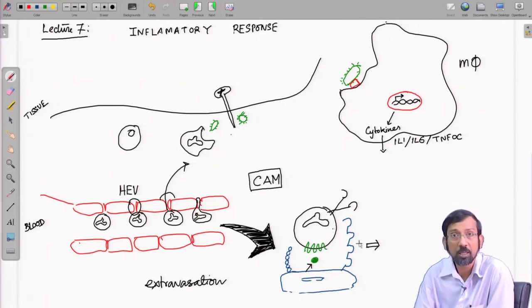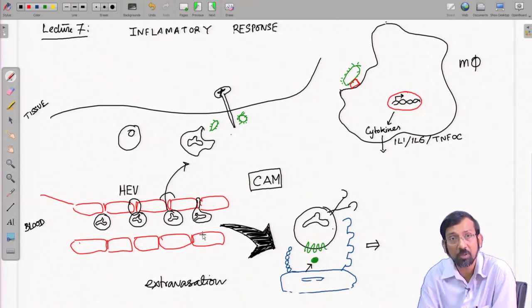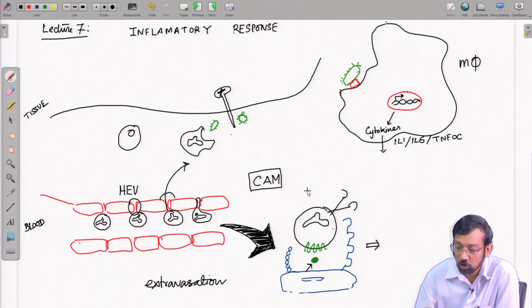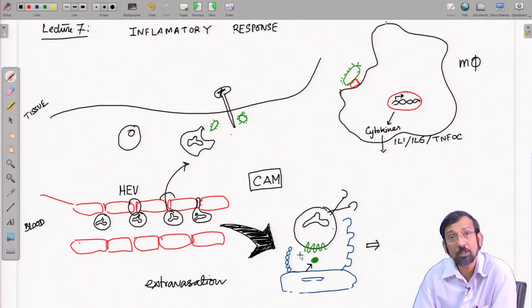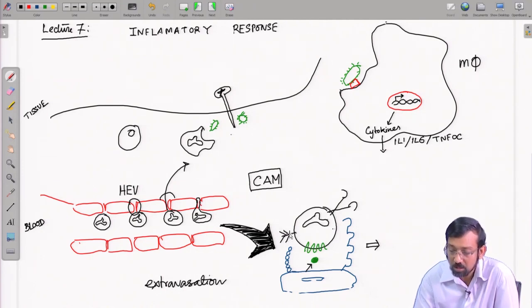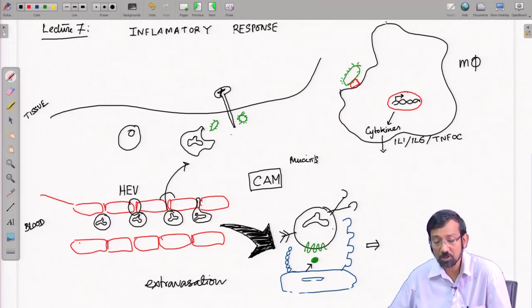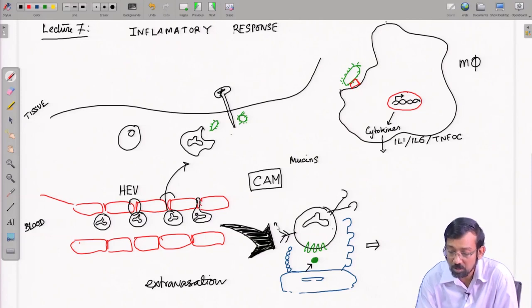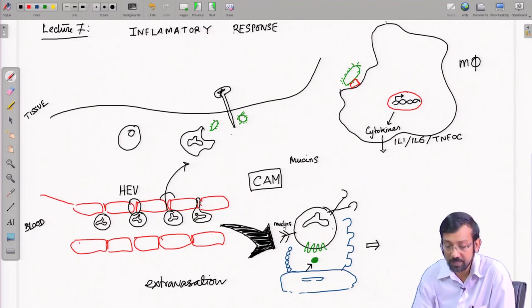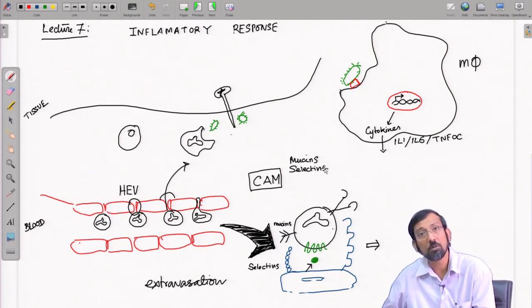If you look into this picture here, this part. This is just a magnified diagram of what we are seeing here, a single neutrophil and an endothelial cell, which is magnified in this region. There we can see there are at least four different classes of these CAMs, or the cell adhesion molecules. These are the mucins, which are usually expressed on the surface of the neutrophils, and the selectins, which are usually expressed on the surface of the endothelial cell.